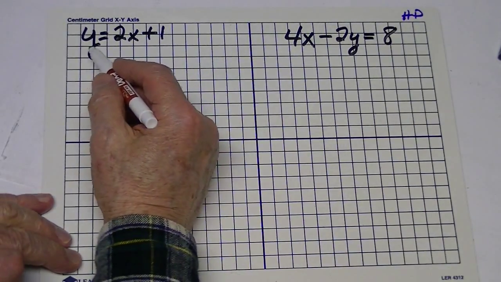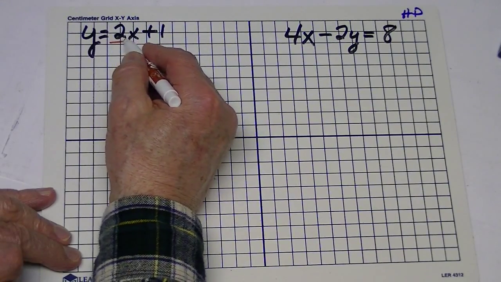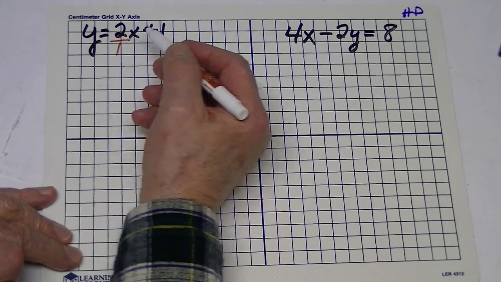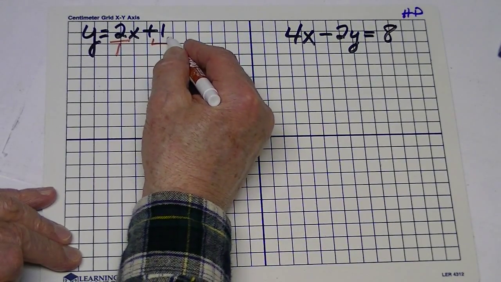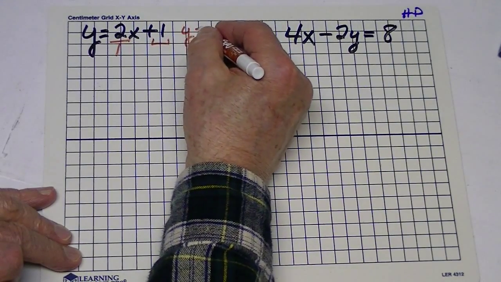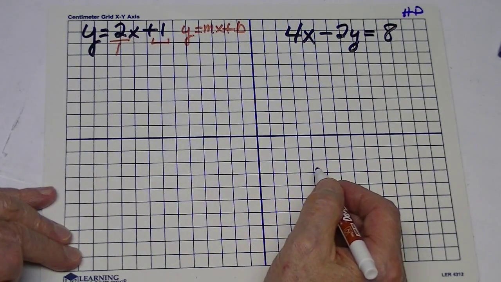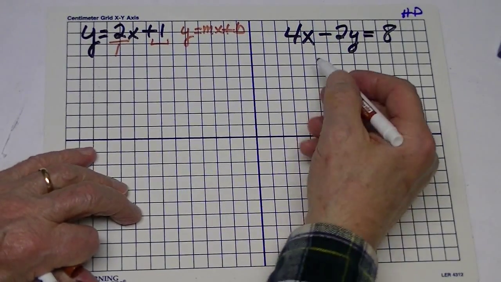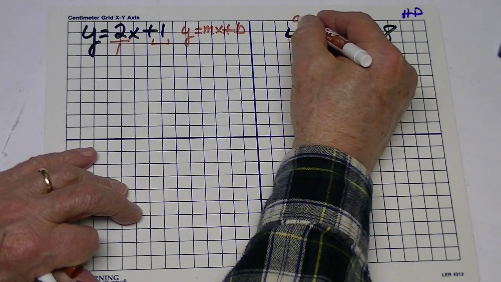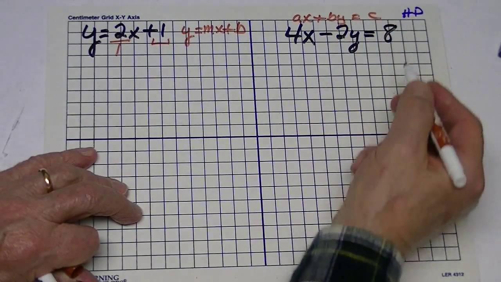Now, this is in slope-intercept form. The slope, we say, is going to be 2 over 1, which is the coefficient of x, and the 1 is the y-intercept. So this is in the form y equals mx plus b. Now, this one is in standard form, ax plus by equals c.